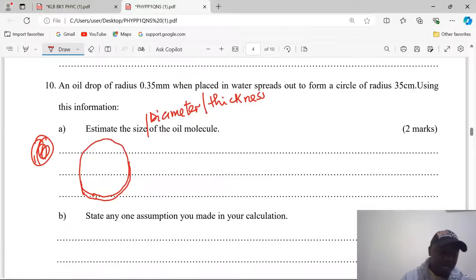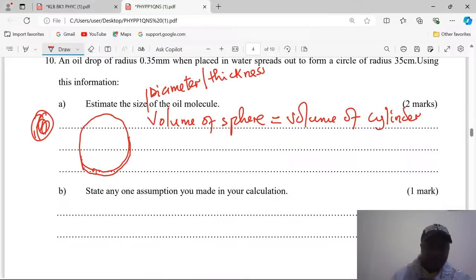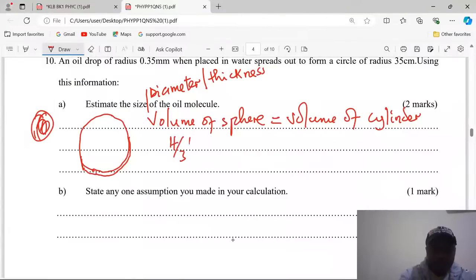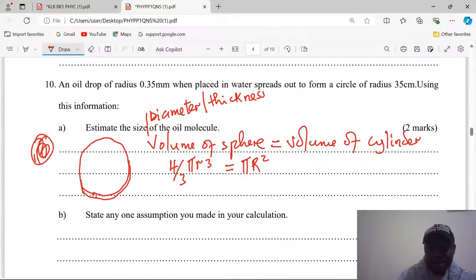Just write this expression. Volume of the spherical drop equals volume of the cylindrical patch which gets formed. For a sphere, we deal with 4/3 pi r cubed. On the other side, we talk of a circular cross-section area, pi R squared. I'm using capital R because the circular patch formed will have a very big area and a greater radius compared to the radius of the drop, multiplied by the height, or rather the size or the thickness. Actually, we can call it height. Pi R squared h, because it is cylindrical.